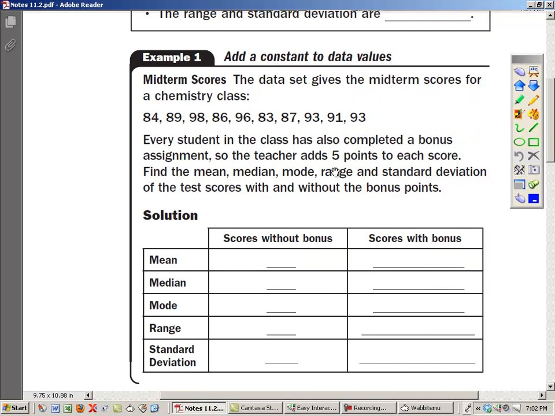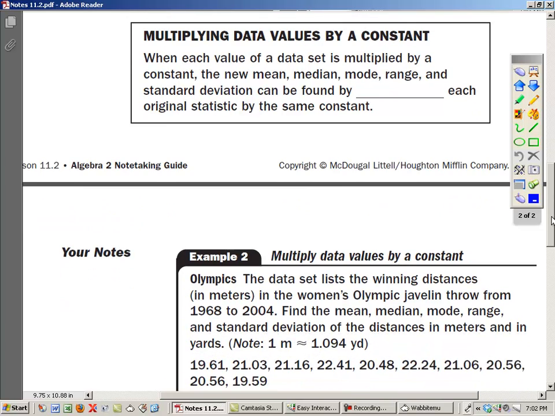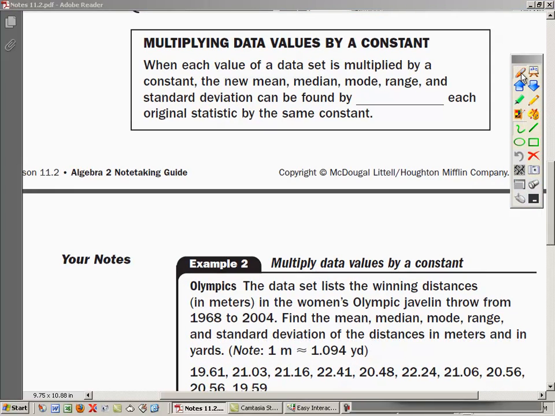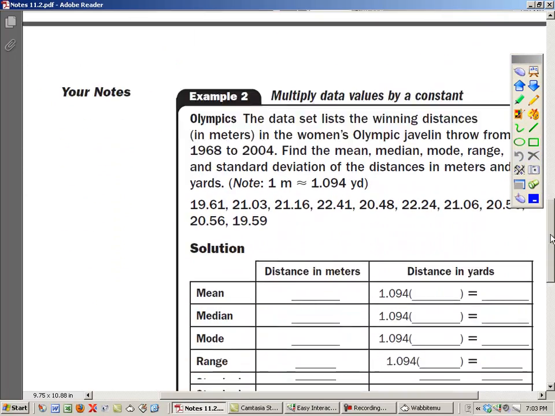All right, so let's go ahead and take a look back over here. Let's look at what happens if I multiply data values by a constant. If I multiply every single data value by the same constant, everything, mean, median, mode, range, and standard deviation, can be found by multiplying every single measure of central tendency as well as every single one of the original statistics by the same constant. So if I multiply everything by 5, I would then multiply range, standard deviation, mean, median, mode, everything by 5. All right?